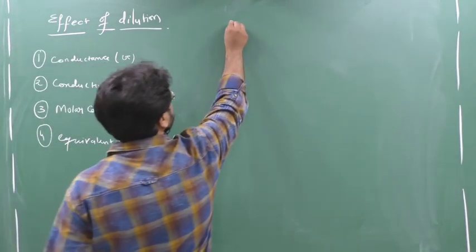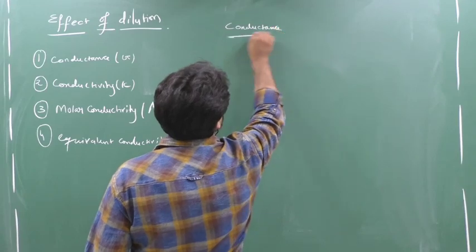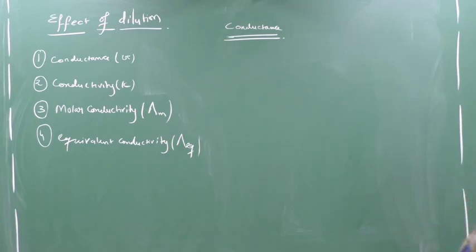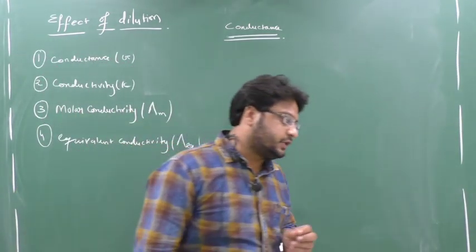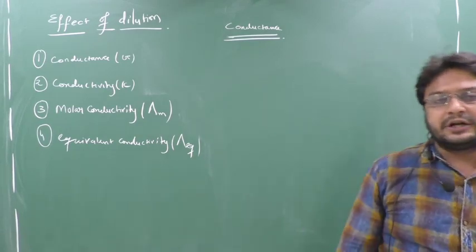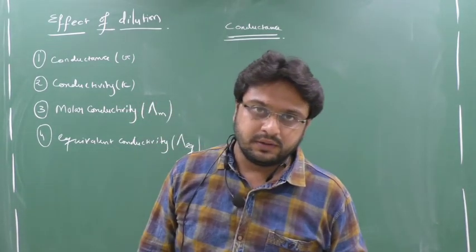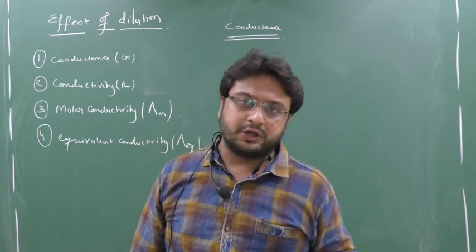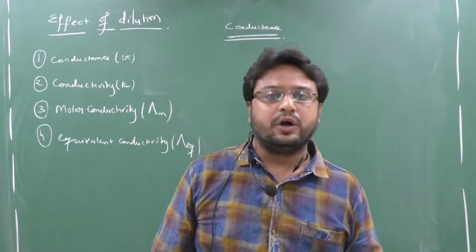So we will see conductance first. Before going to conductance, I will discuss two terms, strong electrolyte and weak electrolyte. A strong electrolyte is an electrolyte which dissociates completely on dilution. Please remember this. There is a complete dissociation on dilution.